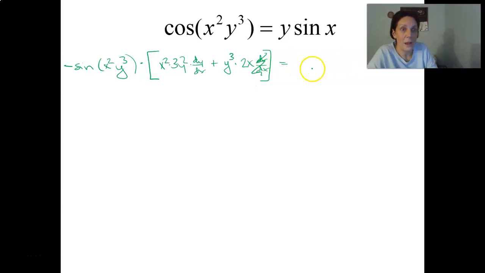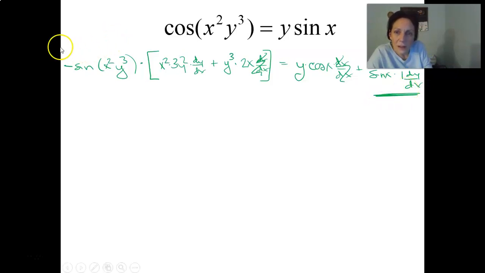On the other side, I have a product. So y times the derivative of sine x, which is cosine x, dx/dx, which is just 1, plus sine x times 1 dy/dx. So I've got a dy/dx here, and I've got one here. So again, because I had a chain rule here, I've got this that needs distributed. So this is a real heck of a lot of fun.